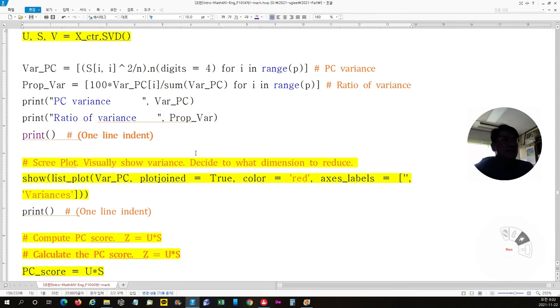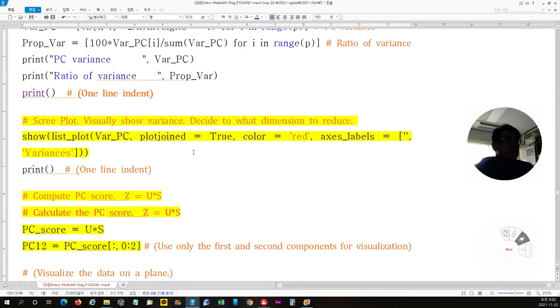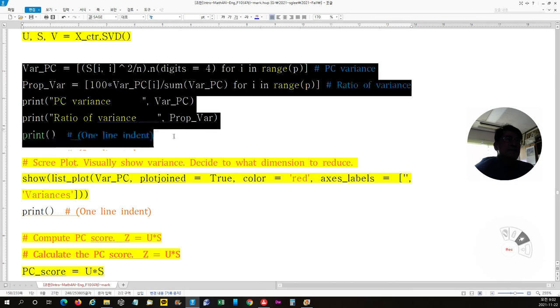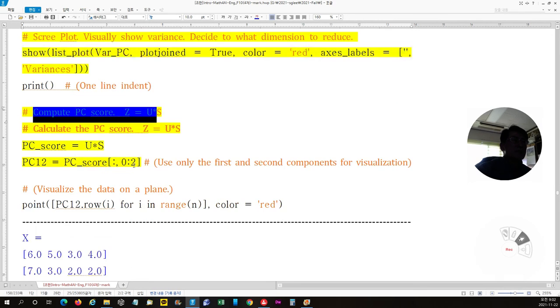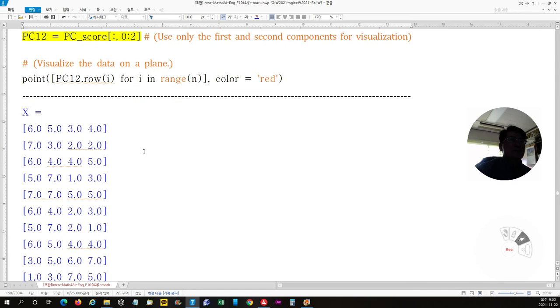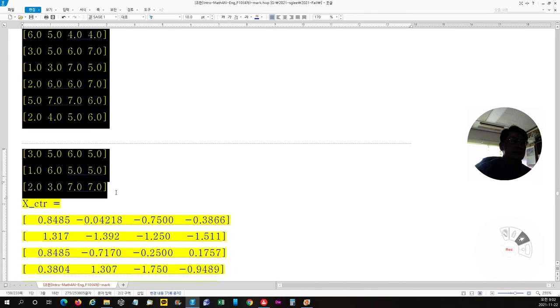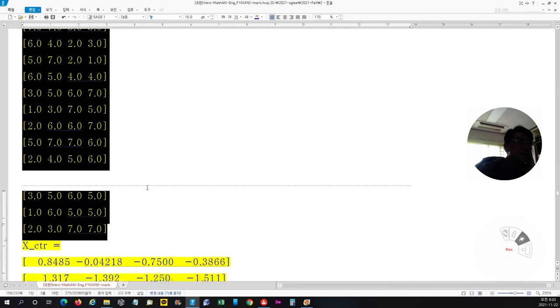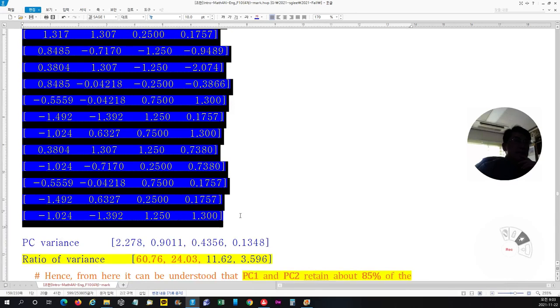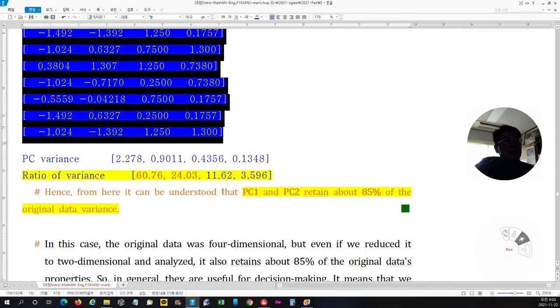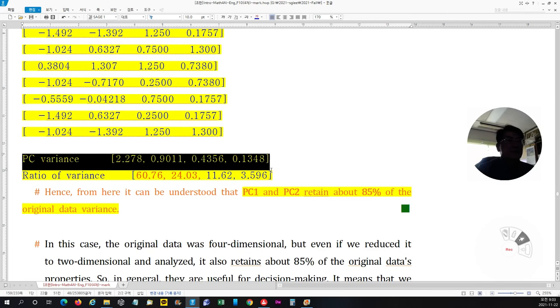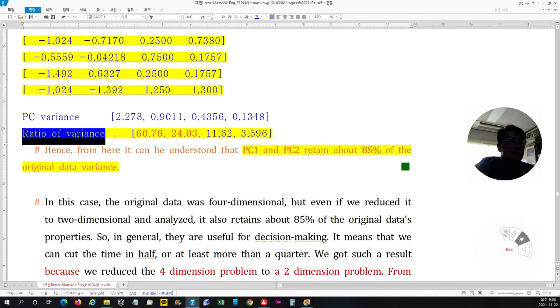Then an N by P diagonal matrix. Then the following code gives us a scree plot to show the principal components, and it will also give us the PC scores as well. Okay, this is the output. We generated the data matrix here, 4 by 11, then we found the mean-centered matrix X tilde here, then singular value decomposition gave us the U, S, and V, and from there we found the principal components, and this shows the ratio of variances like this.